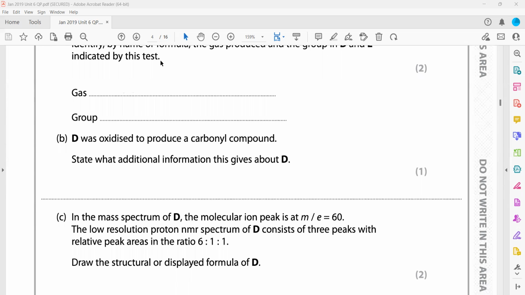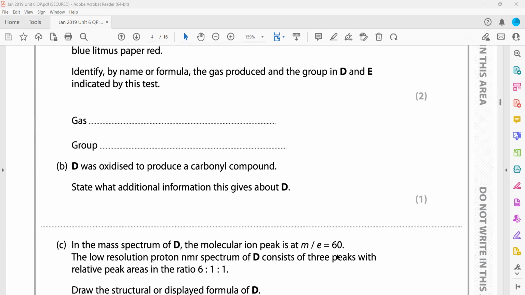Then D was oxidized to produce a carbonyl compound. They ask what additional information this gives about D. So if a substance can be oxidized, oxidation can happen for a primary or secondary alcohol, while a carboxylic acid cannot be oxidized. So it gives an idea this is an alcohol. It is oxidized to produce a carbonyl compound, C double bonded with O, either a ketone or an aldehyde.